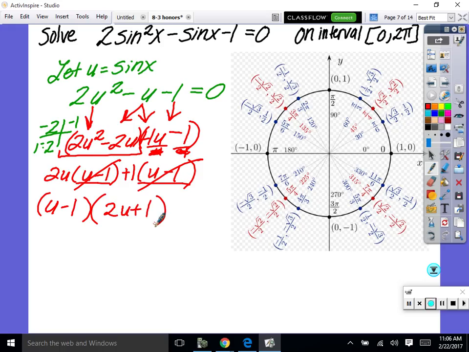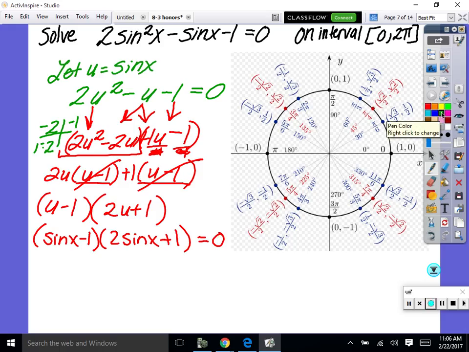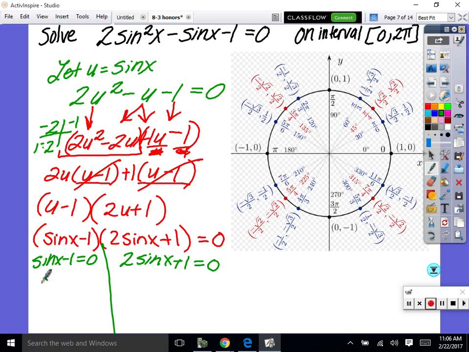Now u is not u, it's actually sine of x, so let's write this appropriately. Sine of x minus 1 times 2 sine of x plus 1. Now we factored it. The whole point of factoring is so that we can set our factors equal to 0 and solve at this point. So we would say, okay, sine of x minus 1 equals 0, and 2 sine of x plus 1 equals 0. Solve for sine. So we'd add 1.